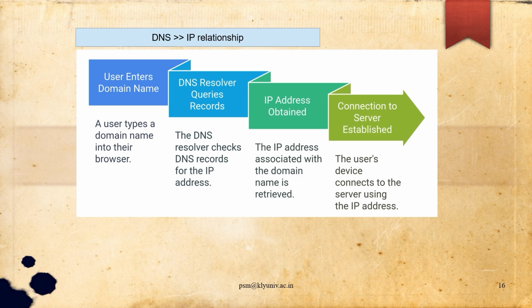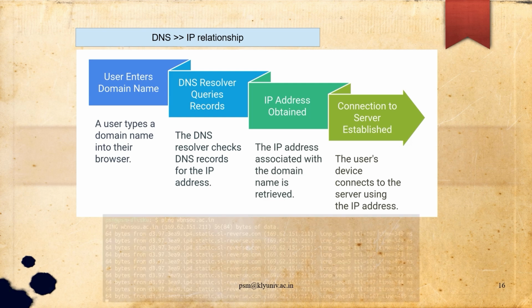The same is happening here. You are giving the domain name wbnsou.ac.in, or in my case klyunip.ac.in. The corresponding IP address this root server gives to the browser. Then the browser connects to this IP address, and the IP address actually establishes a connection between my client machine, whether mobile phone, computer or laptop, and the server.